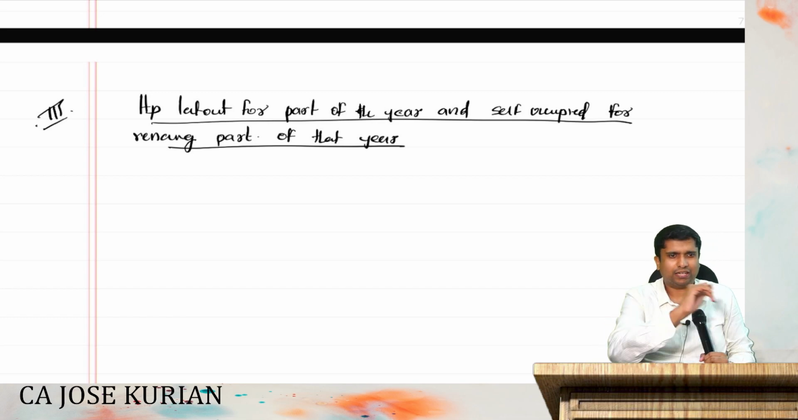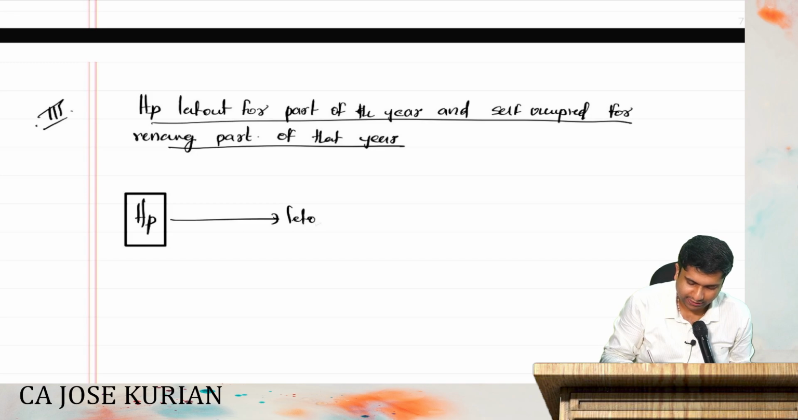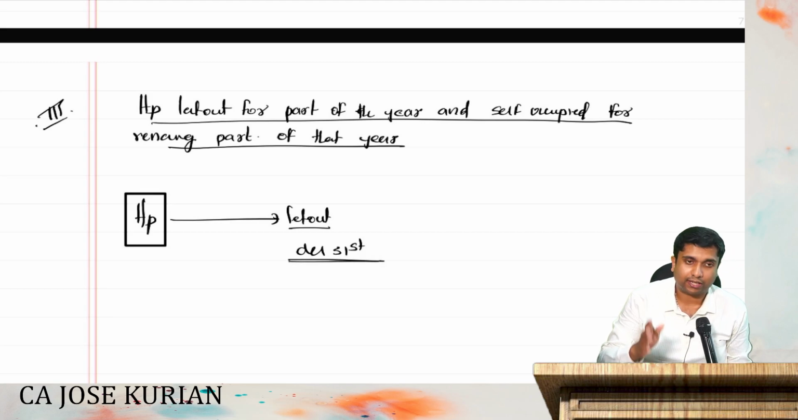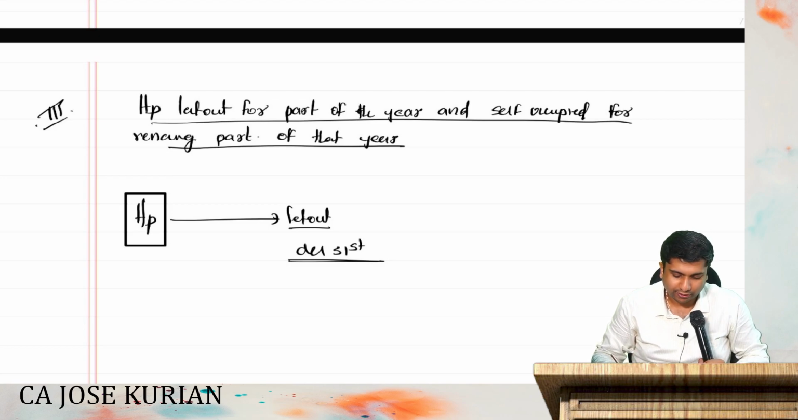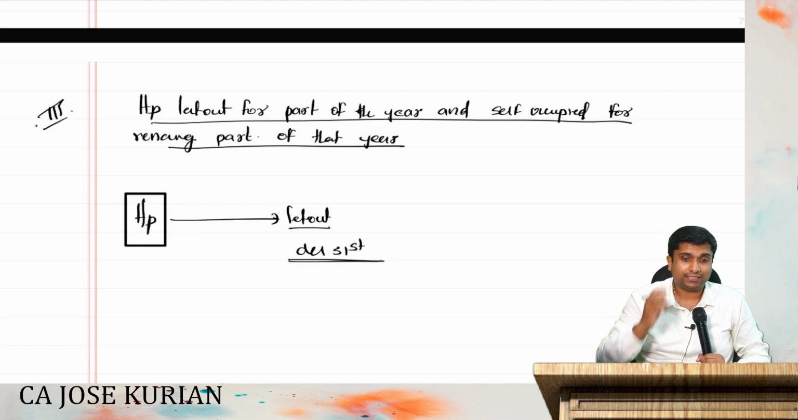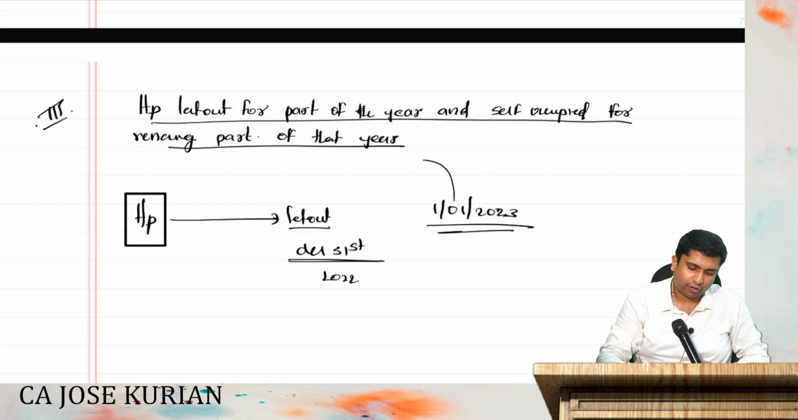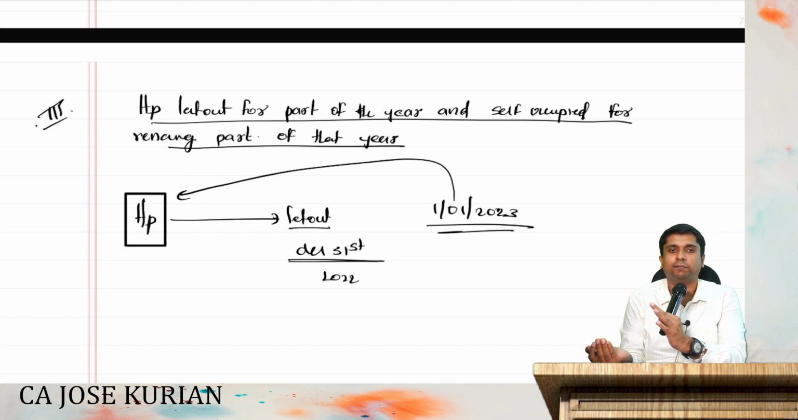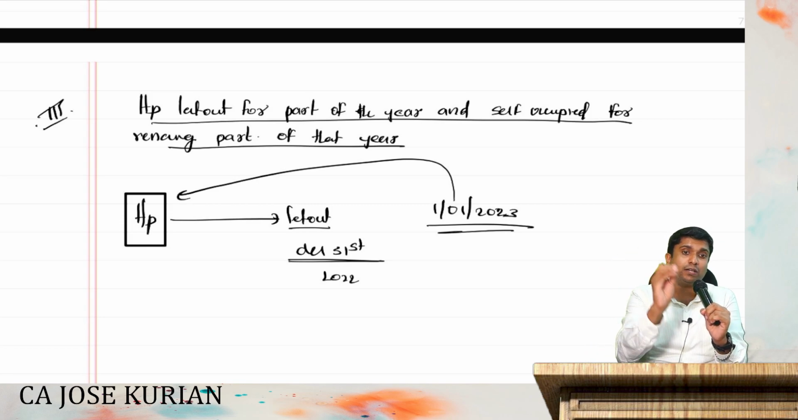What do you mean by this? I'll give you an example. Say for example, I have a house property. It was initially let out. On December 31st, my tenant said bye-bye and vacated the property. On 31st December of 2022. So on 1st January 2023, on the date of New Year, I thought of staying in this property. I myself occupied that particular property. Are you with me? It is not unoccupied.